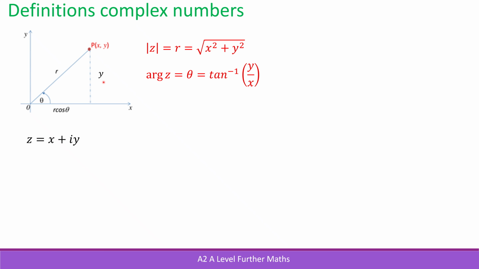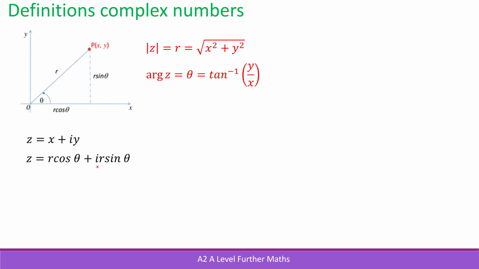Similarly, we can do a similar thing with this vertical distance here. Instead of writing y, we've got the opposite and the hypotenuse. You should know that sine theta is the opposite divided by the hypotenuse. So to work out the opposite, we have to do r sine theta. It's the hypotenuse times the sine of the angle. Once we've got these two things, I can replace x with r cos theta and I can replace y with r sine theta. So I've got z is equal to r cos theta plus i r sine theta.